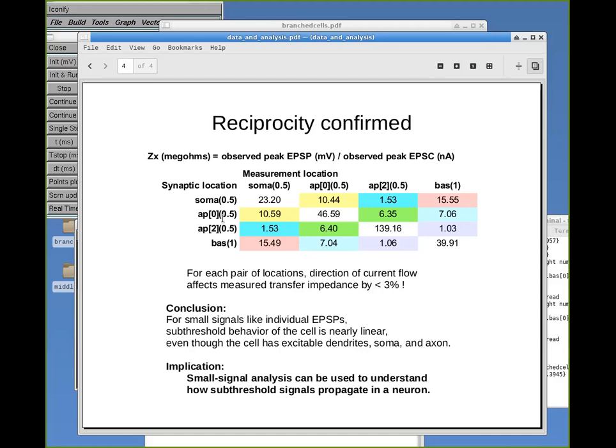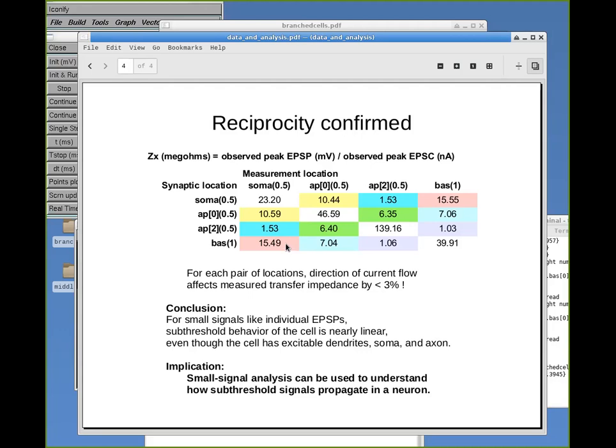The transfer impedance from apical 0 back to the soma is the peak depolarization in the soma divided by the peak synaptic current that entered at apical 0. It's 10.59. That's within 1.5% of being perfectly linear. Likewise, we find that it is exact between apical 2 and soma. Not even 1% off. Those transfer impedances are identical.